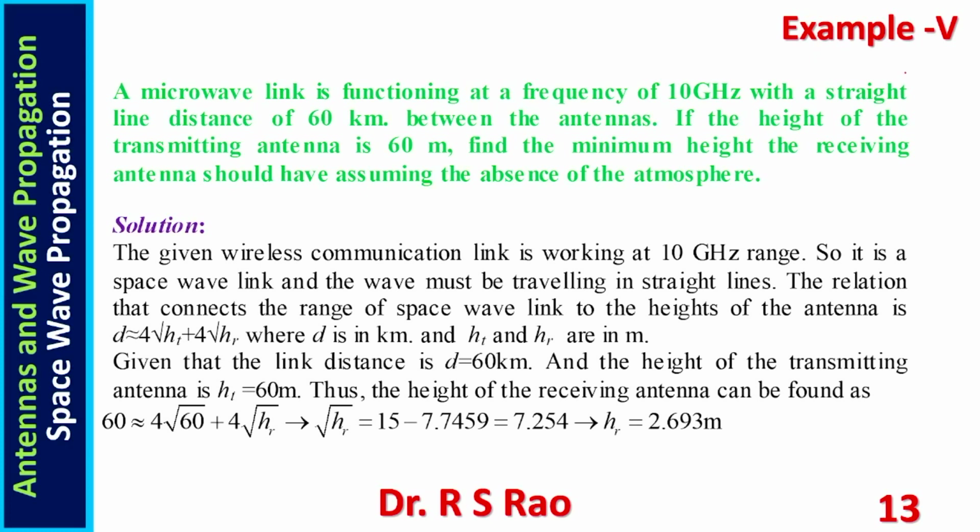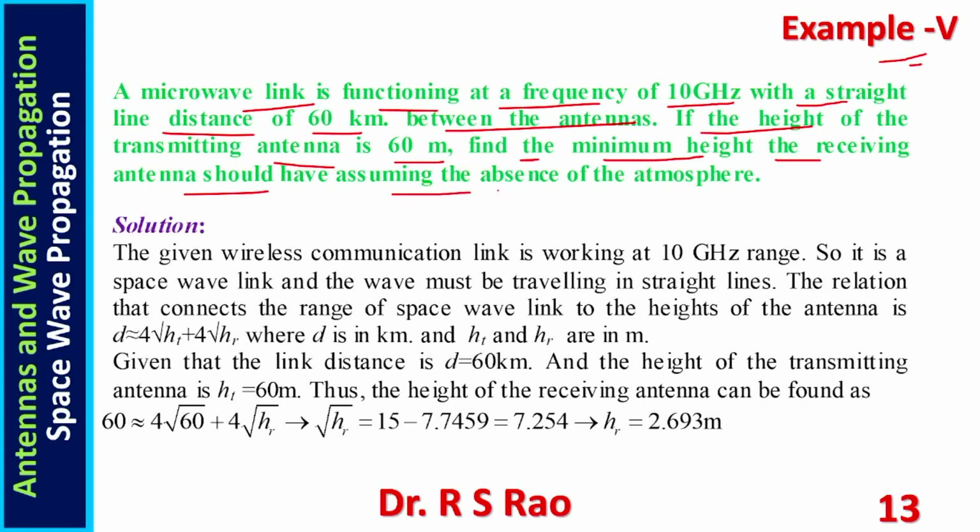Another problem, example 5. A microwave link is functioning at a frequency of 10 gigahertz with a straight line distance of 60 kilometers between the antennas. If the height of the transmitting antenna is 60 meters, find the minimum height the receiving antenna should have, assuming the absence of atmosphere. Now we consider the solution.